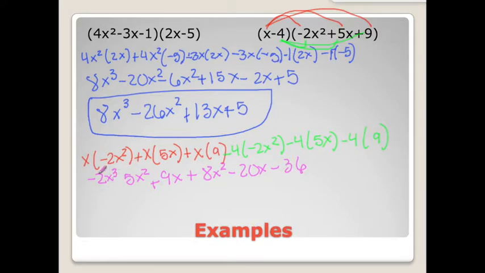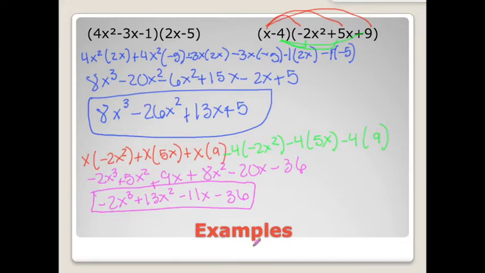So now we need to combine like terms. So my negative 2x to the third does not have any like terms. However, my 5x squared and 8x squared do have like terms. So 5x squared plus 8x squared is 13x squared. 9x minus 20x will give me negative 11x. And then our 36. So our final answer becomes negative 2x to the third plus 13x to the second minus 11x plus 36.